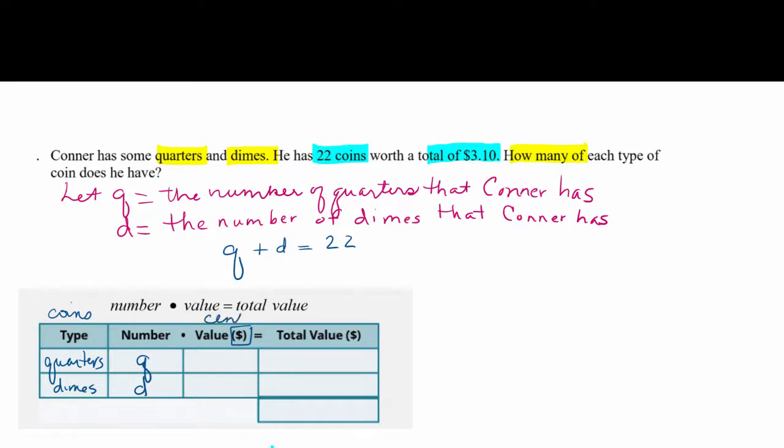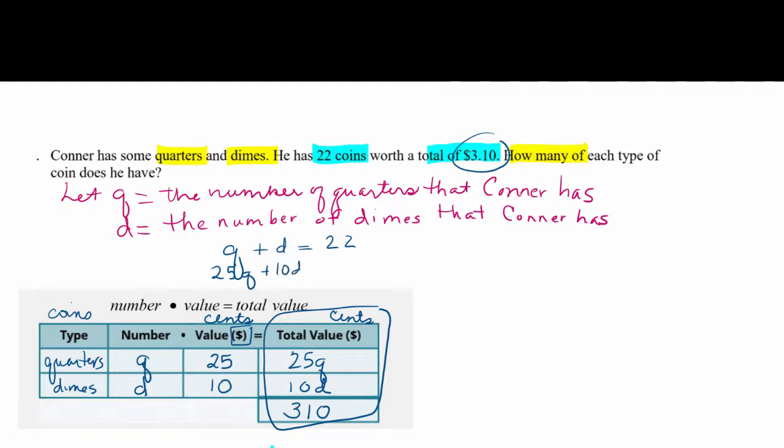So I'm going to do this in cents. And so that means that a quarter is worth 25 cents and a dime is worth 10 cents. And the value in cents, we multiply, so we get 25Q for the quarters and 10D for the dimes. And this $3.10, which is our total, that's 310 cents. So notice, no decimals. And now this is our second equation. So I've got 25Q plus 10D equals 310.